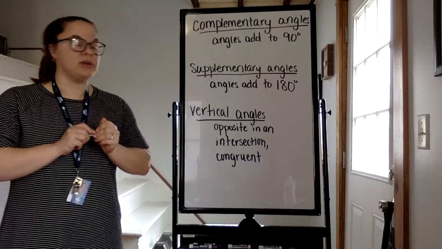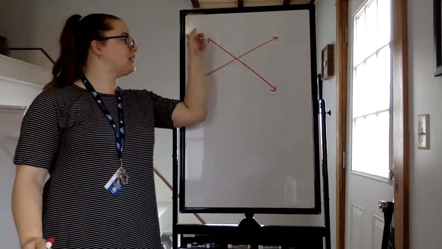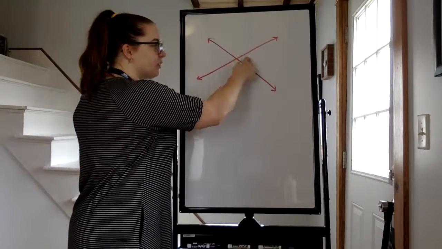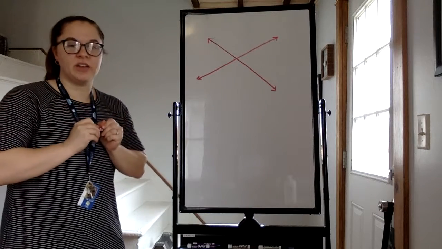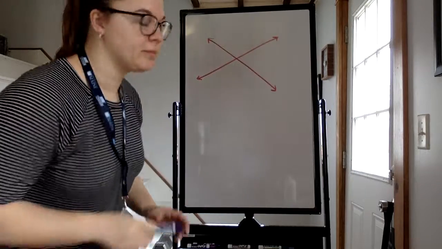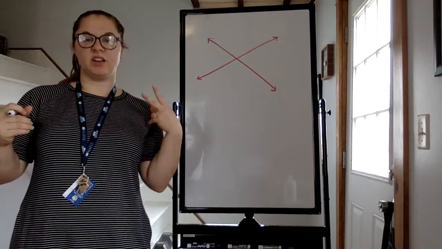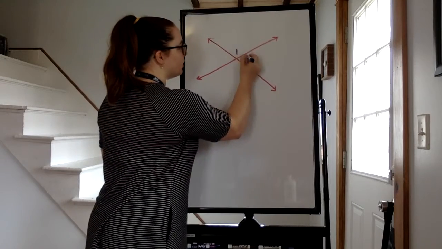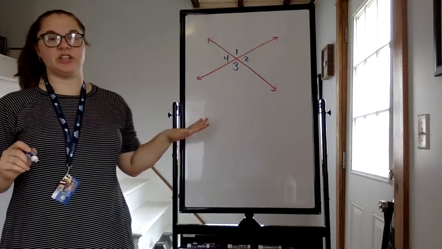So let's take an example of this. Here we have two lines intersecting, so they're crossing one another, and this is going to create four different angles like you see here. Our vertical angles are angles that are on opposite sides and they're congruent. What we see here is actually two pairs of vertical angles, and I'm going to label these so that they're a little easier to talk about. So we have angles 1, 2, 3, and 4 in this intersection.